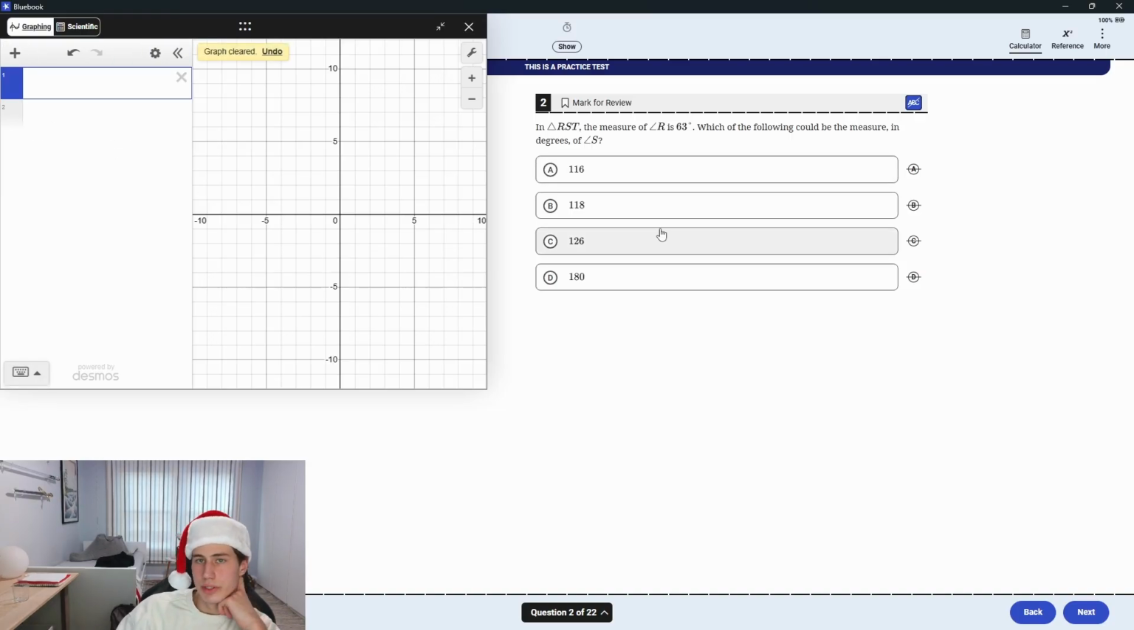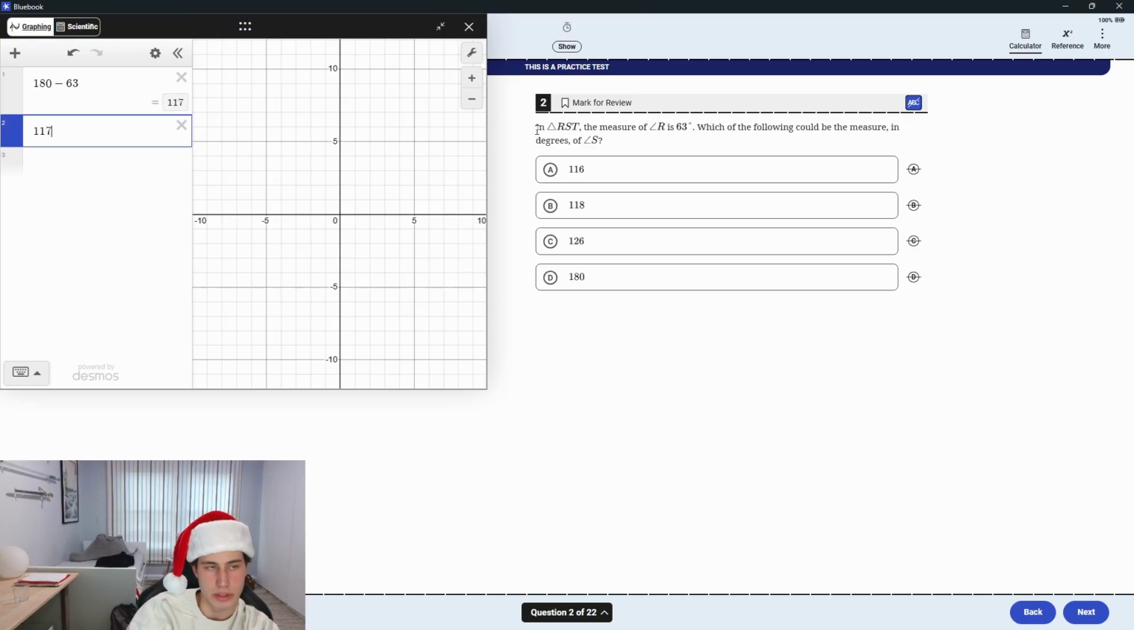In RST, the measure of R is 63. Which of the following could be the measure of S? So we know a triangle has to add up to 180 degrees. Okay? And then if we subtract 73, we're left with 117 degrees.